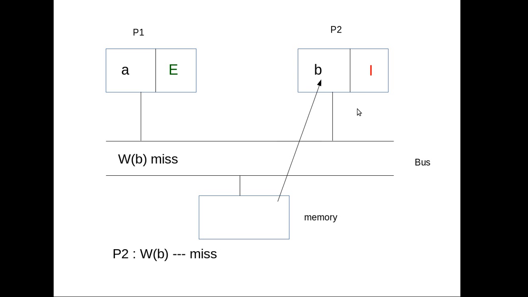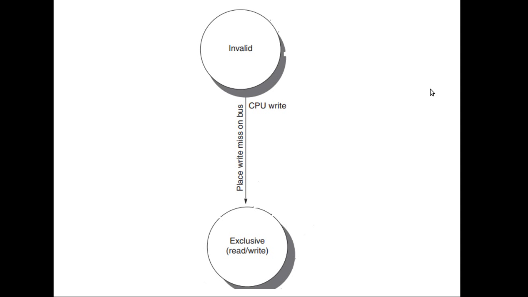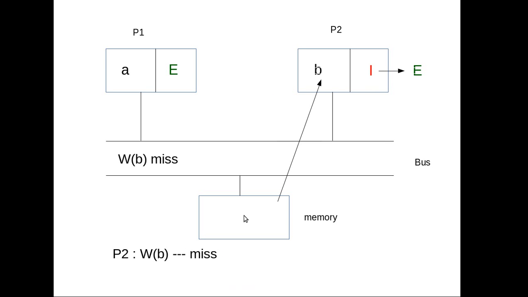So the state of P2's cache moves from invalid to exclusive. As it is write, it's moved from invalid to exclusive. Next, invalid to exclusive on write miss. Here invalid to exclusive on write miss.